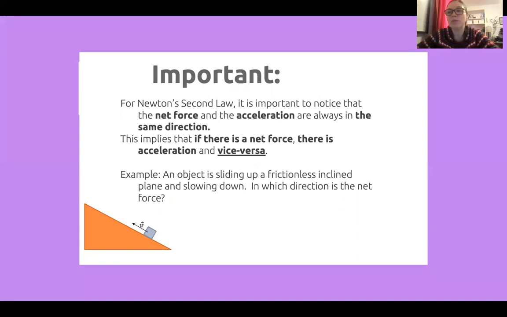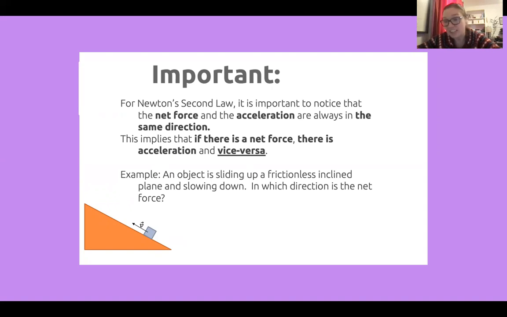Okay, so important, and this might feel like an obvious thing based on the equation for Newton's second law, but I think it's still important enough to be stated that the net force and the acceleration are always going to be in the same direction, right? And we know that force is just the acceleration multiplied by the mass. So obviously the mass doesn't have a direction. It's not going to change the direction of a.